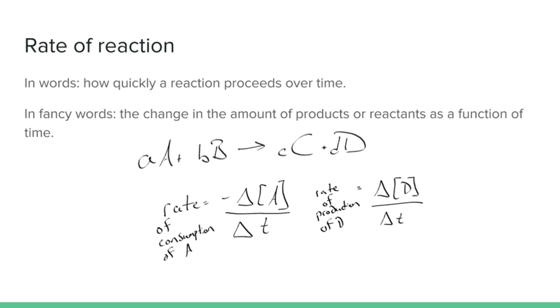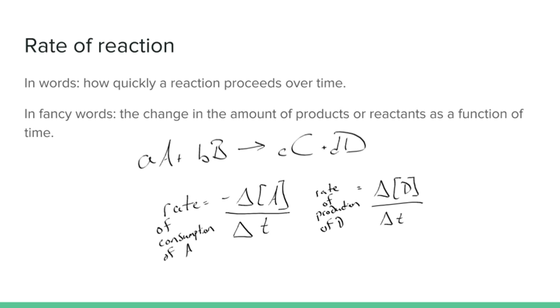So when you actually write it out, it looks like this down here below. The rate of consumption for reactant A is negative delta concentration of A over delta T. For D, it's delta D over delta T. That negative sign is important. Okay? The rate of the reaction needs to be positive.